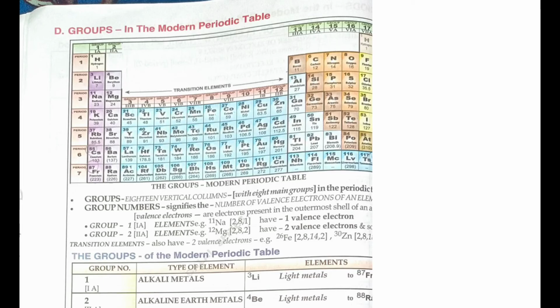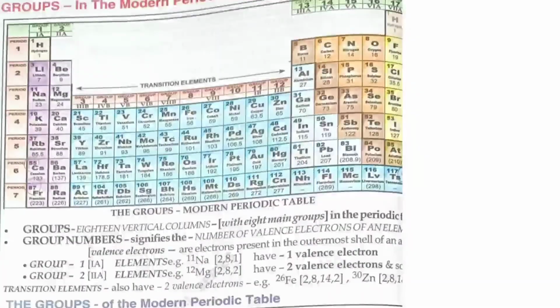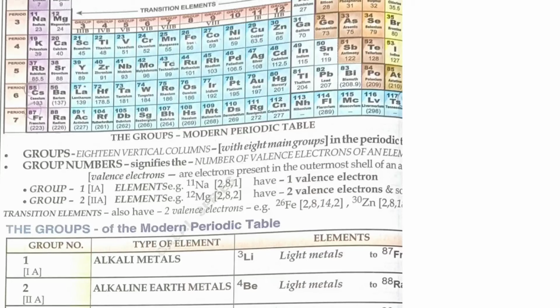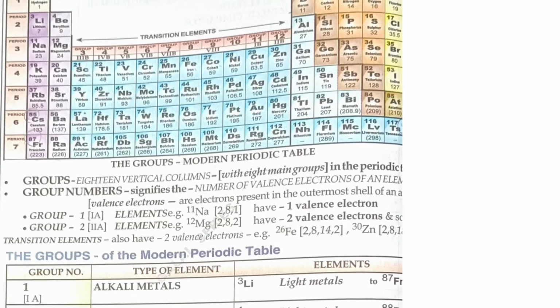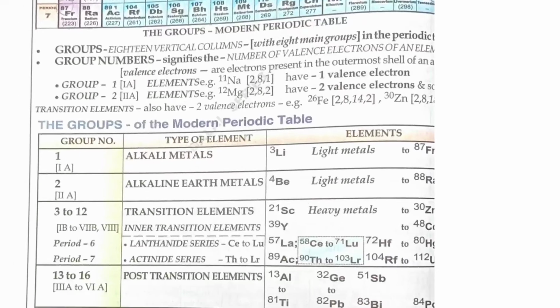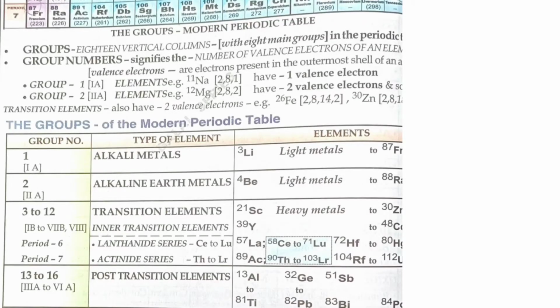And then next is groups in the modern periodic table. So a total of 18 groups are there in the modern periodic table. We already discussed that. Group number signifies the number of valence electrons of an element. Group 1, then group 2, group 3, so that depends upon the valency of that element. Group 1 has valency of all elements as 1, group 2 has valency of all elements as 2, and so on. These are the groups of the modern periodic table.